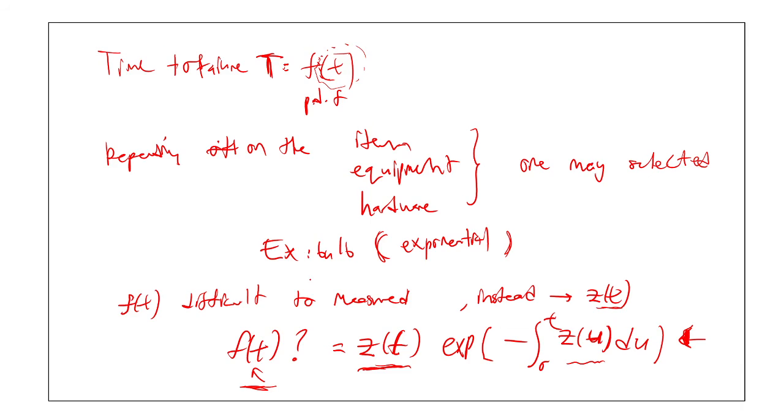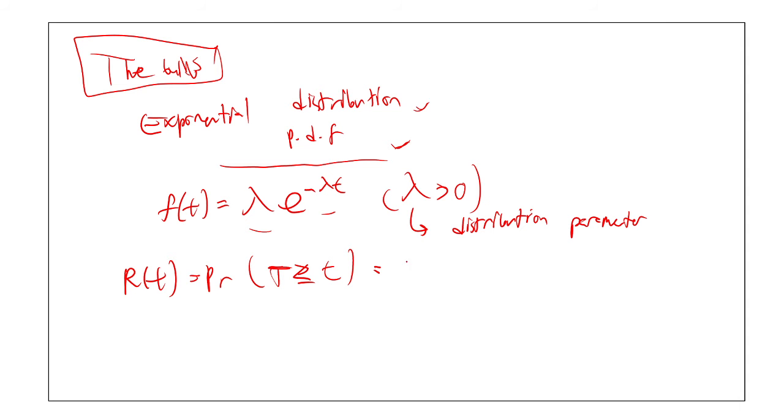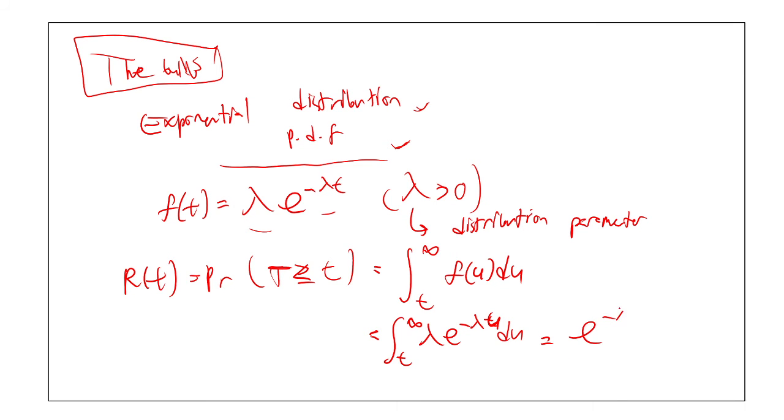Let me check this one. Okay, so that is simply the integration from t to infinity of the exponential distribution, du. If you perform the mathematics, putting in the exponential distribution, which is lambda e to the minus lambda u, du, you will get e to the minus lambda t. Therefore F(t) is 1 minus R(t), so you get 1 minus e to the minus lambda t. So the probability of failure of the bulb at time t is simply 1 minus e to the minus lambda t.